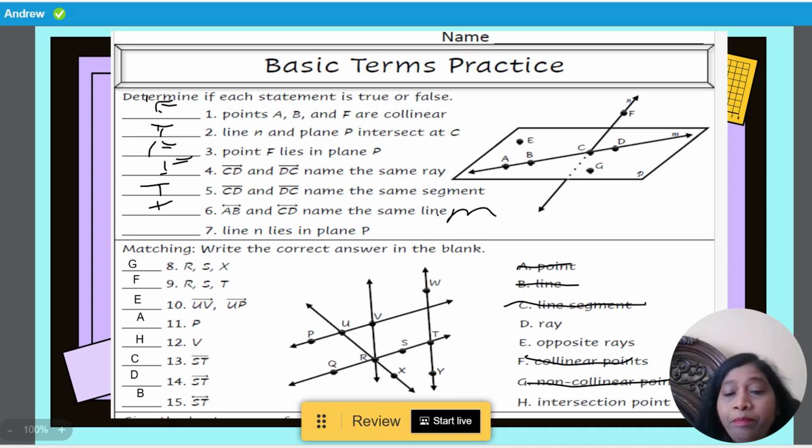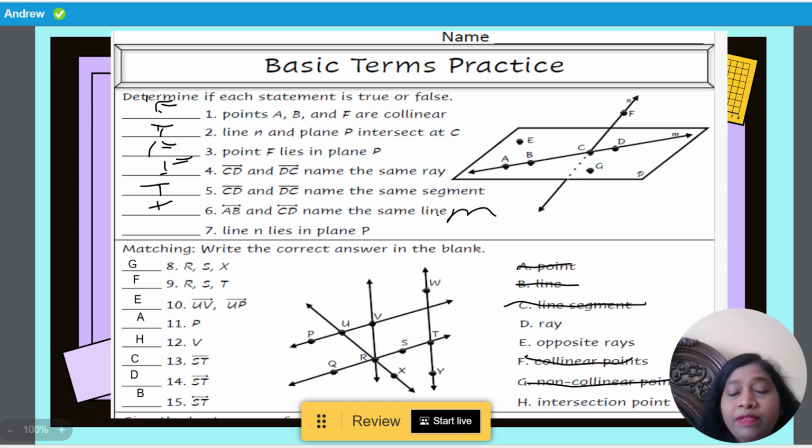Line L and P intersect at C. Oh, that's right. That's true. The point F lies in a plane. False. Very good. CD and DC name the same ray. False, because they look like opposite rays.